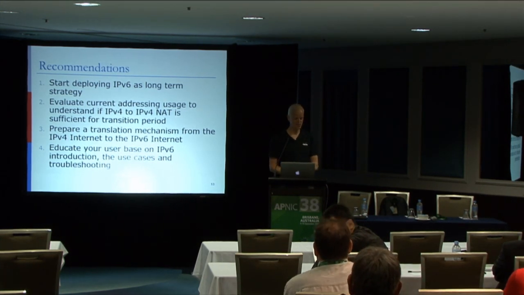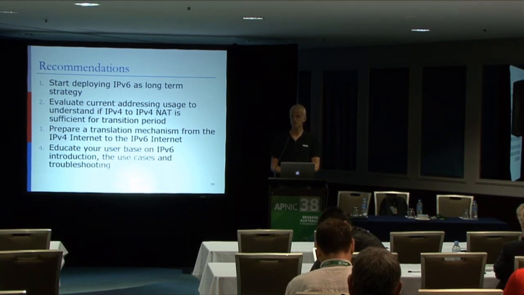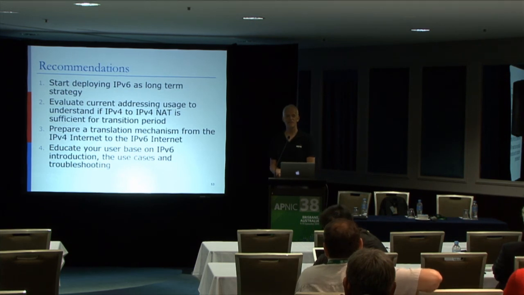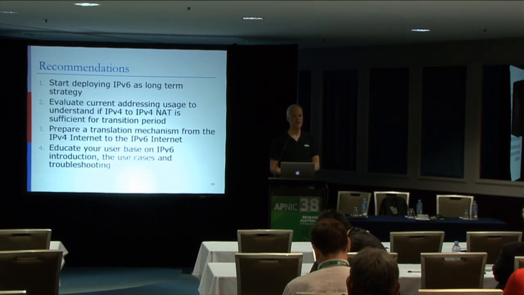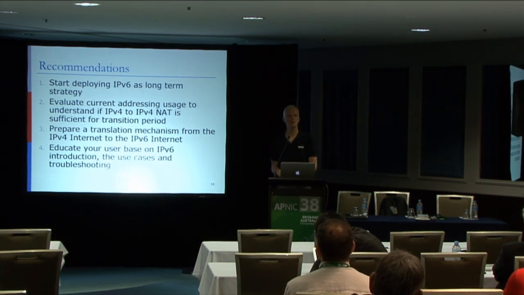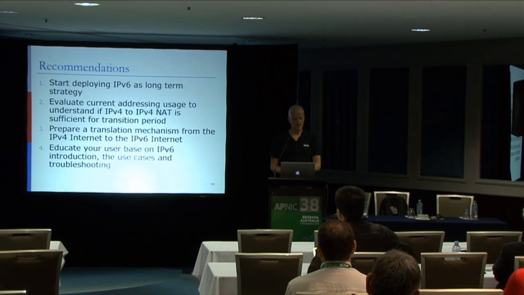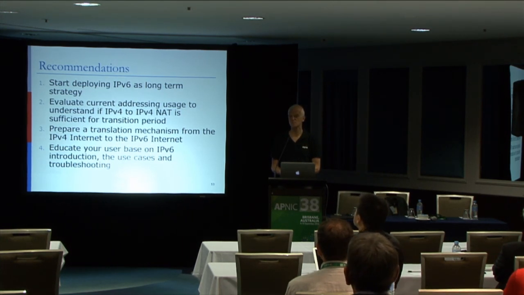Understand the current addressing usage. Do you have enough v4? Can you buy it on the open market? Have you got your final /22 from APNIC? Have you got your final /22 IANA recent distribution from APNIC? Because those two are available. Prepare a translation mechanism from the v4 internet to the v6 internet. Maybe you need to do that.